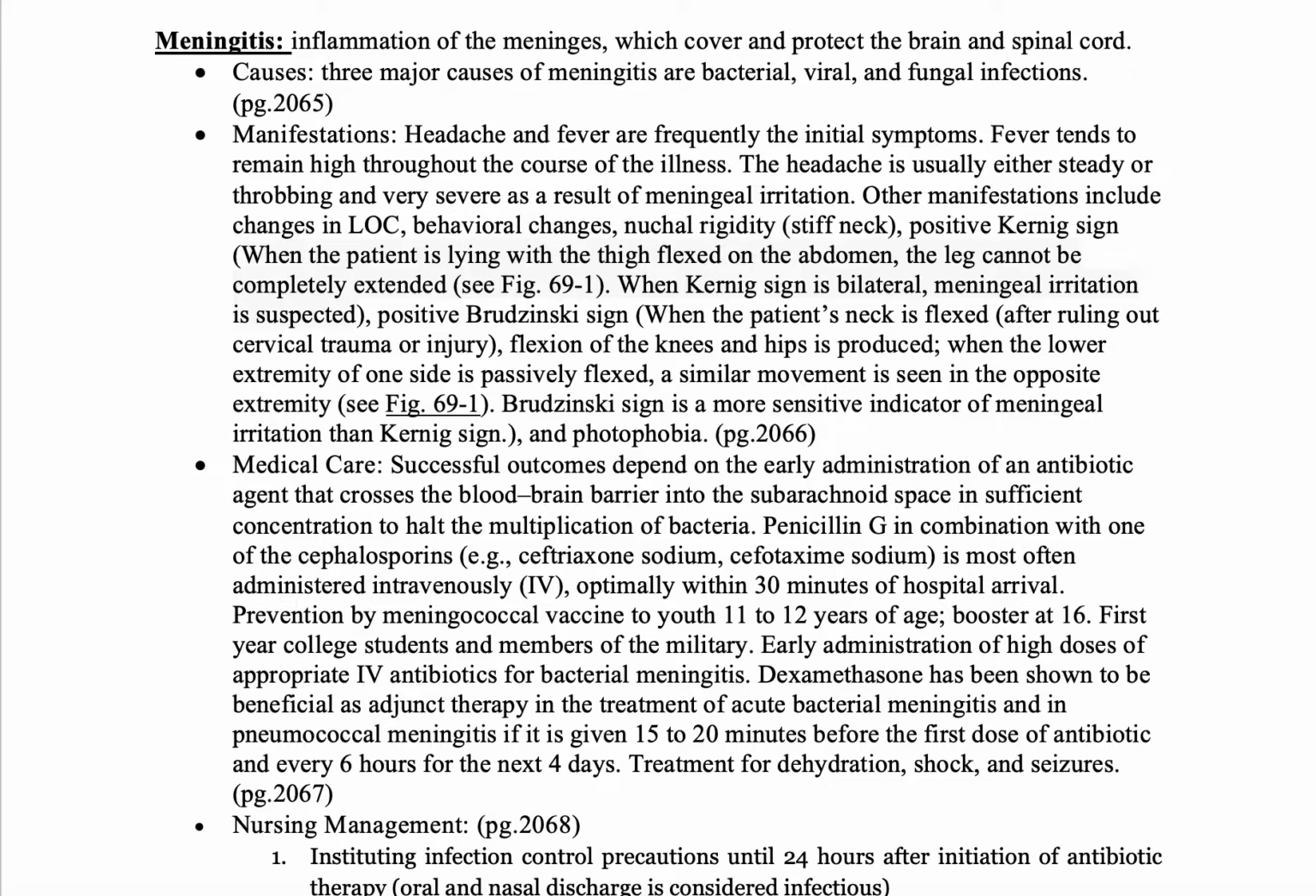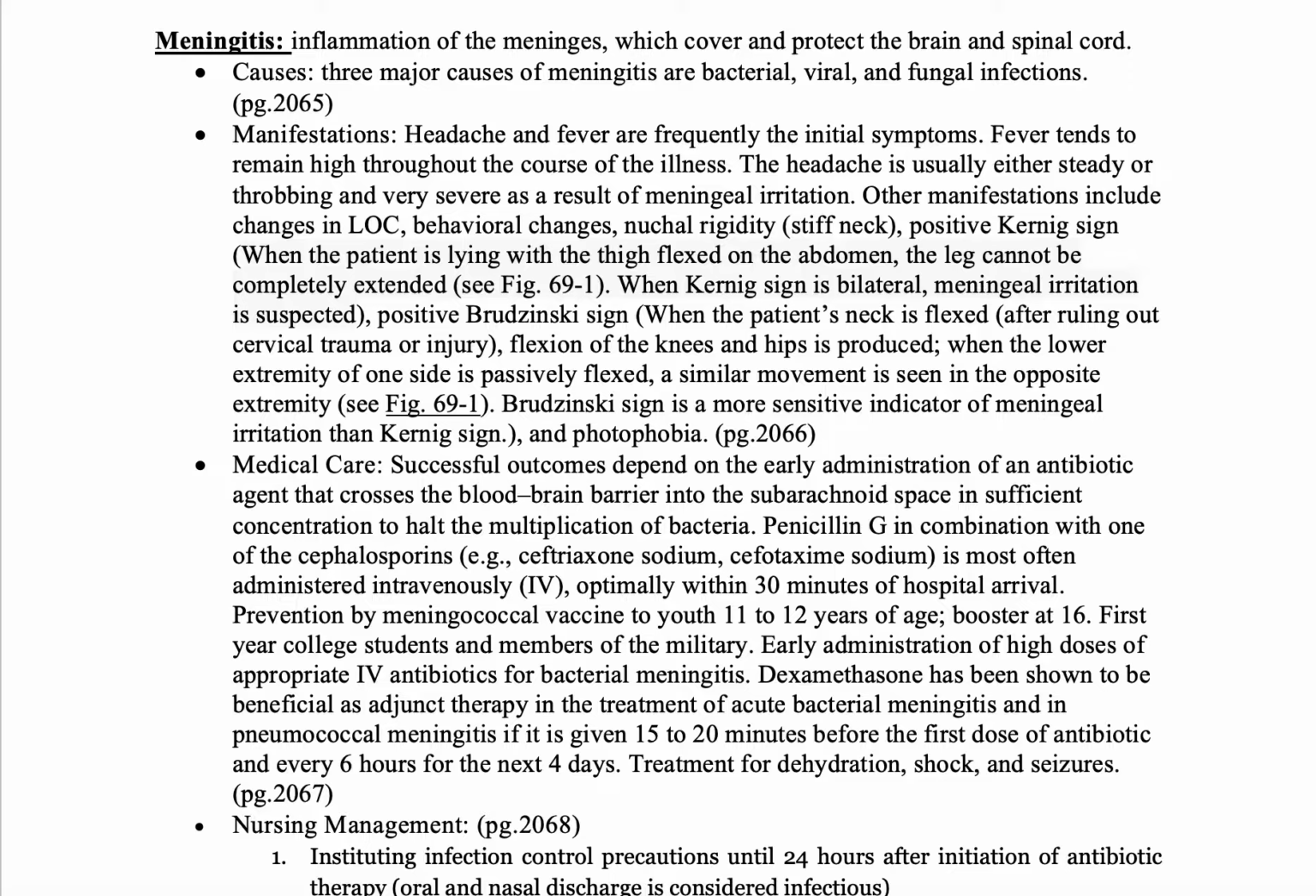Manifestations of meningitis. The initial symptoms are headache and fever. Fever tends to remain high throughout the course of the illness and can result in meningeal irritation. Other manifestations include changes in level of consciousness, behavioral changes, stiff neck, positive Koenig sign, which is when the patient is lying with a flat thigh flexed on the abdomen. The leg cannot be completely extended. When Koenig sign is bilateral, meningeal irritation is suspected.